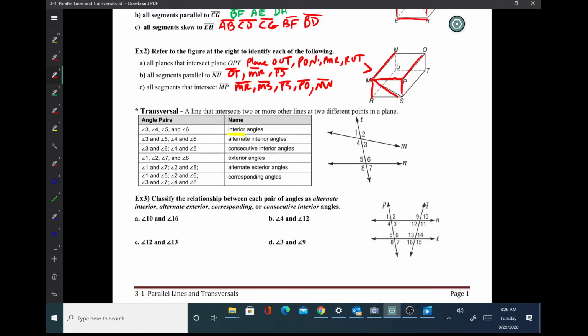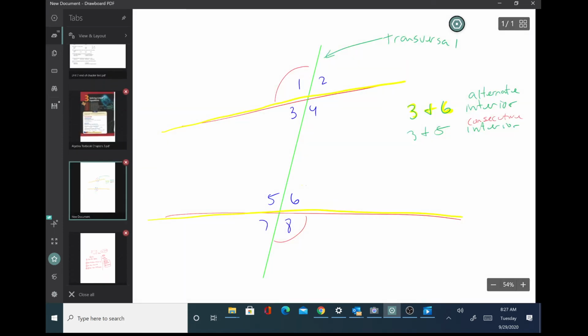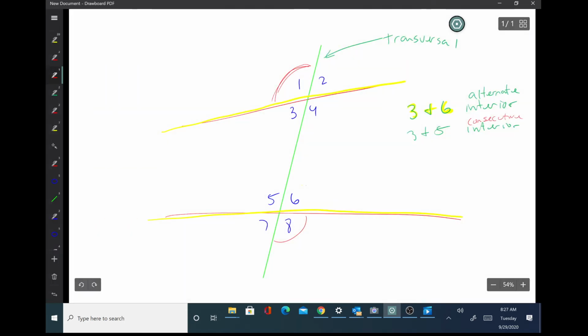Yeah. So we've got this other one that's pretty important called alternate exterior, okay? Angle 1 and angle 8. Angle 1 and angle 8 are exterior, right? So we know they're exterior because they're outside of the two lines, right? And they're on opposite sides of the transversal, so they're called alternate exterior. Okay?